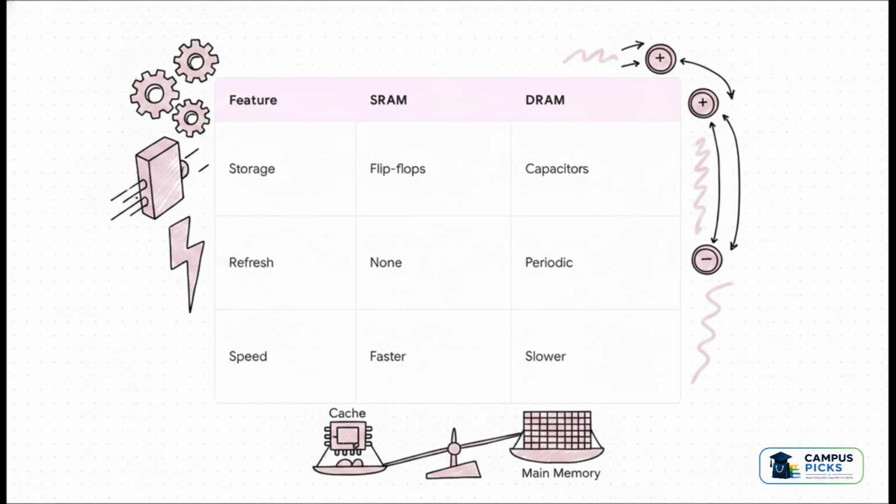On one hand, SRAM, or static RAM, uses stable flip-flop logic gates. Think of it like a light switch that stays on. It requires no refreshing and is lightning fast. This is what we use for cache, but it's super expensive and a lot less dense.